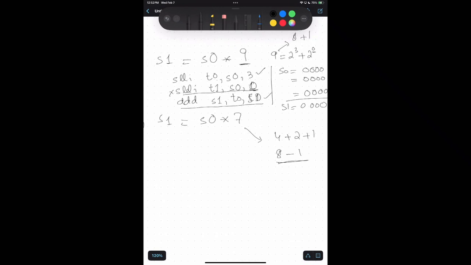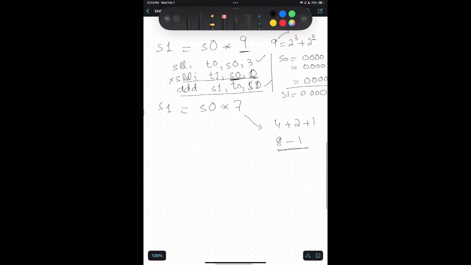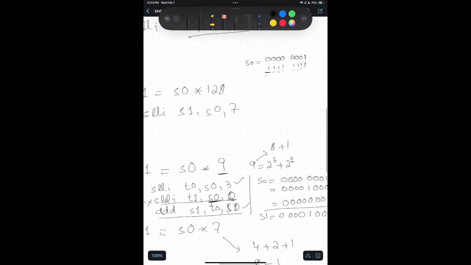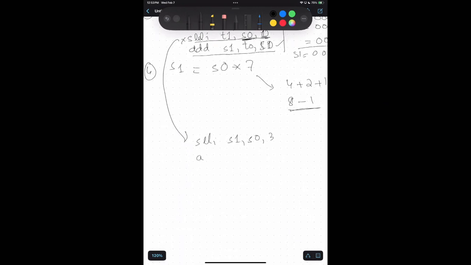With the third one or the second one? The fourth one. We can do this as long as we are not updating the value of S0. So let's try doing this one. SLLI, S1, S0. We are shifting the value of S0 3 times. According to this assumption, it will make the value 8, right? So S1 now contains 8. Now what we are doing is add S1, the current value, and S0, which is 1. Then we completely omit the temporary variables.